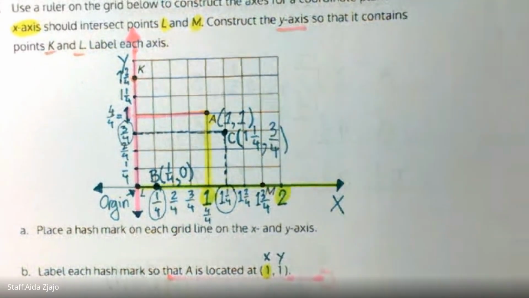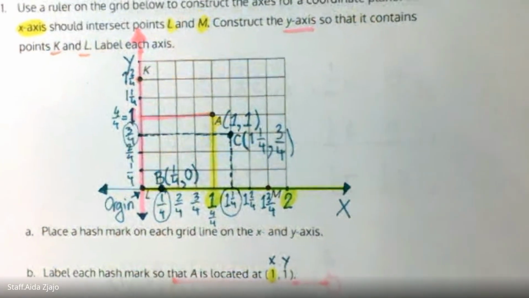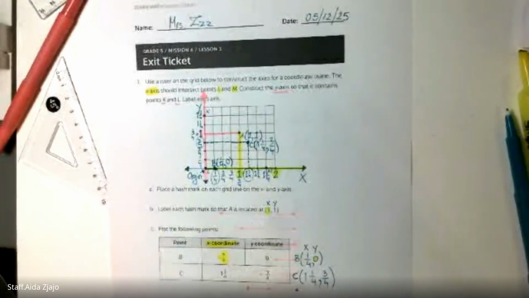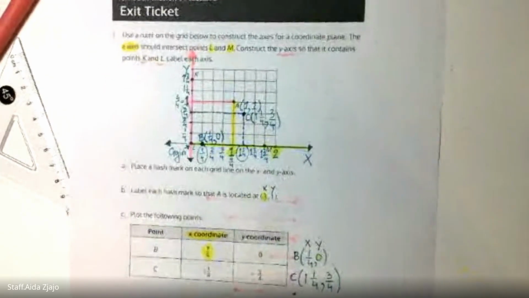Okay, I think that was the exit ticket. Lesson 3, Mission 6, Grade 5.